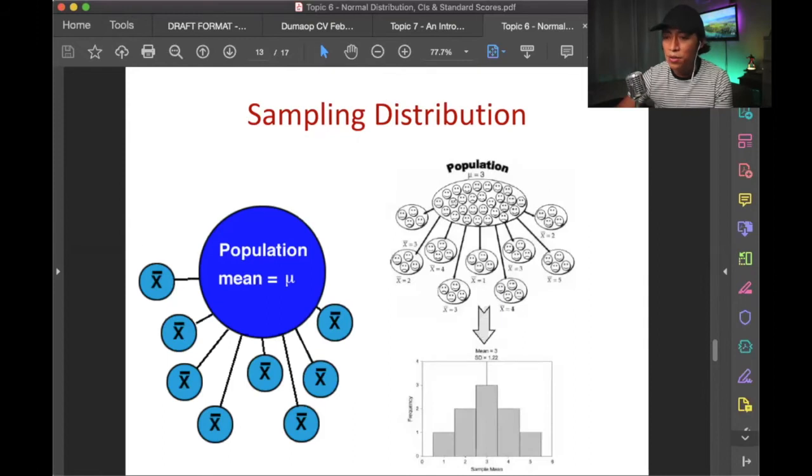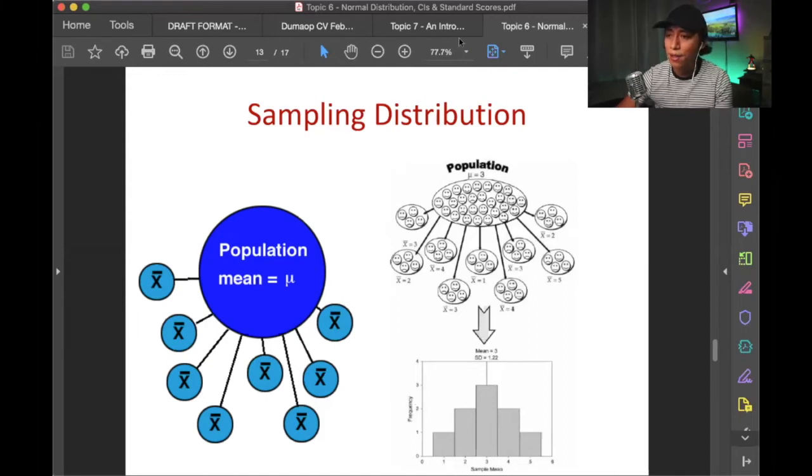So this is what I was illustrating earlier. If you have a population and you take multiple samples from the population, each of these samples would have a different mean. The means cannot all be the same. And if you plot all of these means, 3, 4, 2, 3, 1, 4, 3, 5, 2, in a distribution, this is what your sampling distribution would look like.